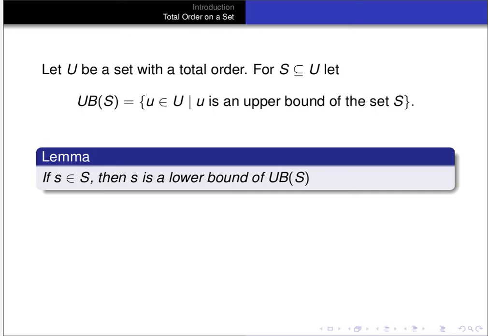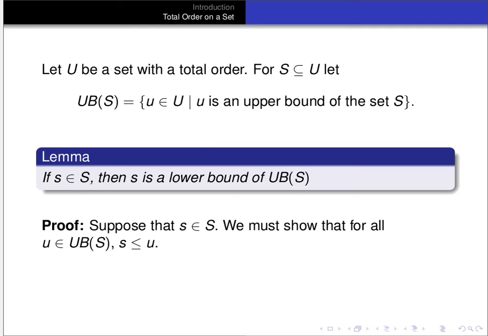So how do we prove that? Well, we're going to start with an element s in the set S, and we're going to show it's less than or equal to any upper bound of S, which sounds pretty obvious. That's why it's a pretty short proof. Let's suppose s is an element of the set S. So we have to show that for all elements u in UB of S, s is less than or equal to u. Of course, if u is in UB of S, that means that u is an upper bound of S, right? So suppose u is in UB of S.